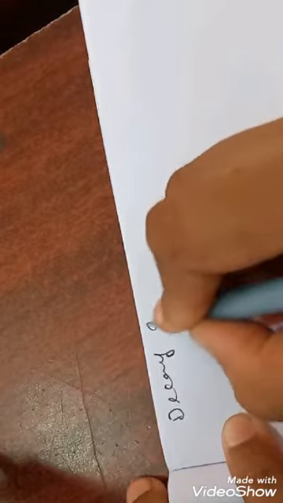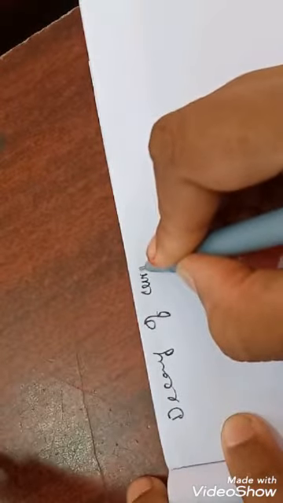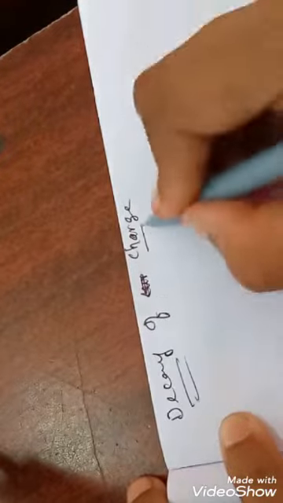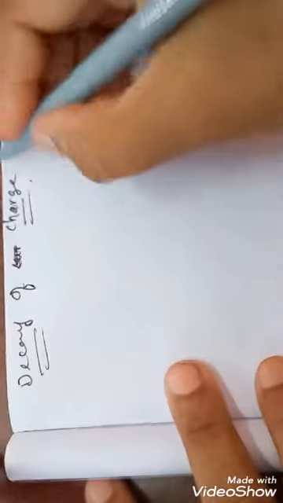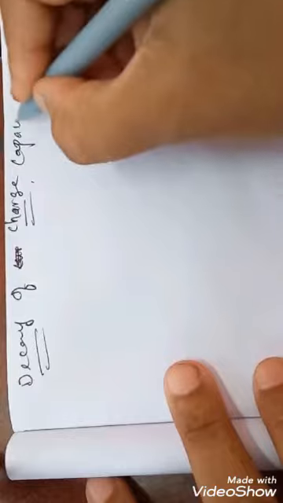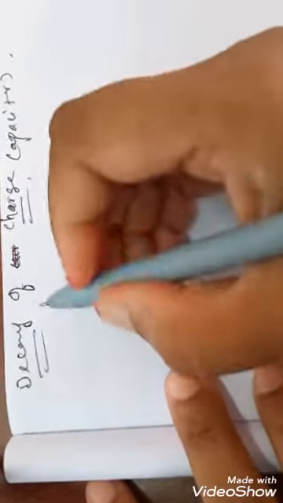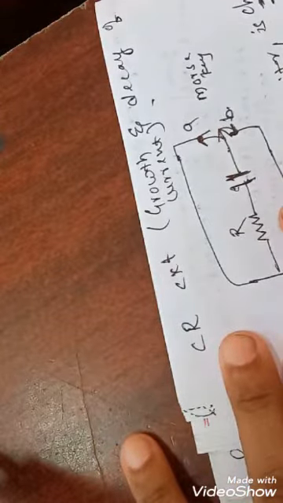Okay. Now let us go for the decay of current or charge through the capacitor. So as usual, we disconnect from point P and connect to A, meaning we disconnected the battery.